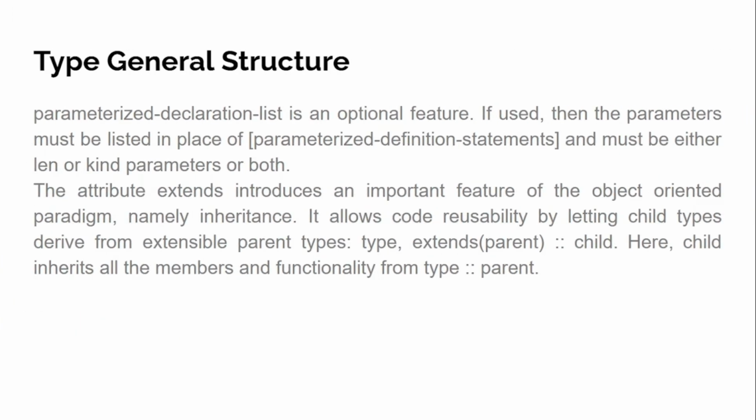Parameterized declaration list is an optional feature. If used, then the parameters must be listed in place of parameterized definition statements and must be either len or kind parameters or both. The attribute extends introduces an important feature of the object-oriented paradigm, namely inheritance. It allows code reusability by letting child types derive from extensible parent types. Type, extends(parent), child. Here, child inherits all the members and functionality from type parent.